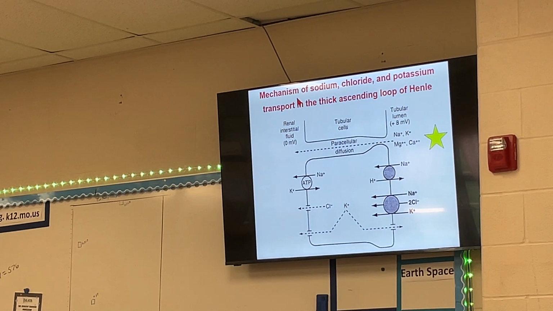So this is sodium, chloride, and potassium in the thick ascending limb. They move by paracellular diffusion. It goes across between the different cells. So here are the cells within the ascending limb. And then the sodium, potassium, magnesium, and calcium kind of squeeze between the cells.